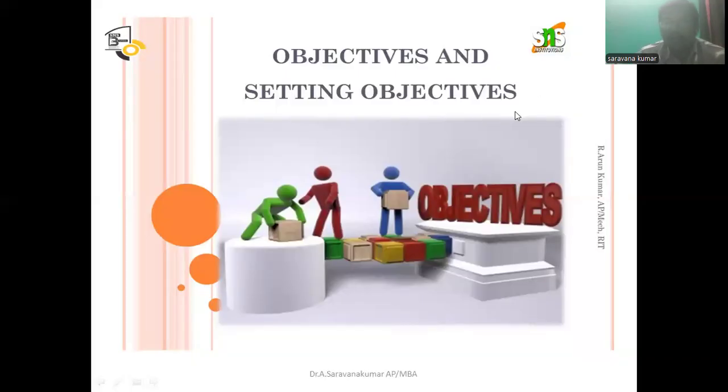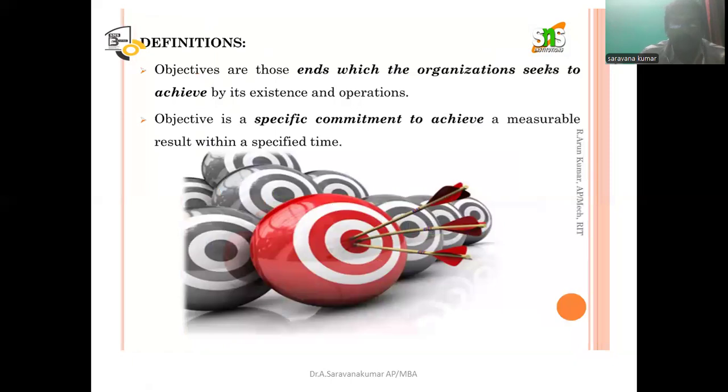Hi everyone. Today we are going to discuss a very important topic: objectives and setting objectives. So you will see one by one. So what do you mean by objective? Everyone knows. In an organization, everyone has two objectives: one is to get more profit, and to attract more customers. Objectives are those ends which the organization seeks to achieve by its existence and operations. An objective is a specific commitment to achieve a measurable result within a specified time.